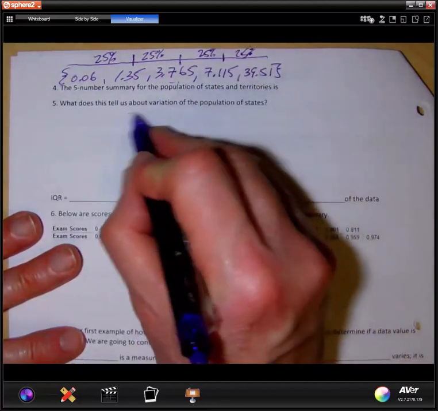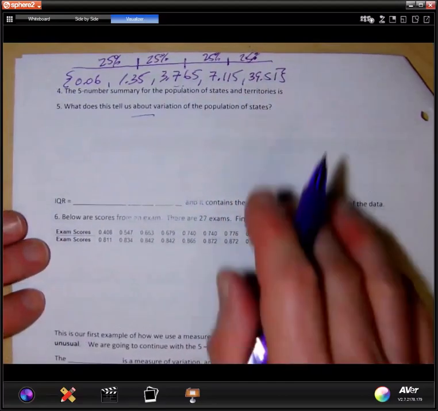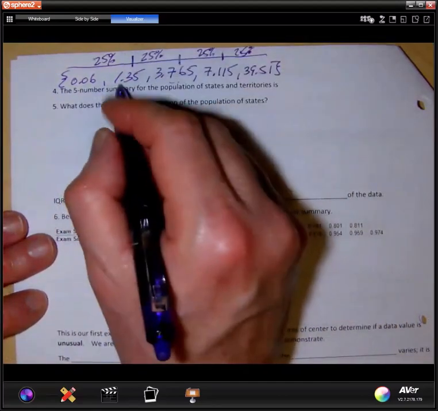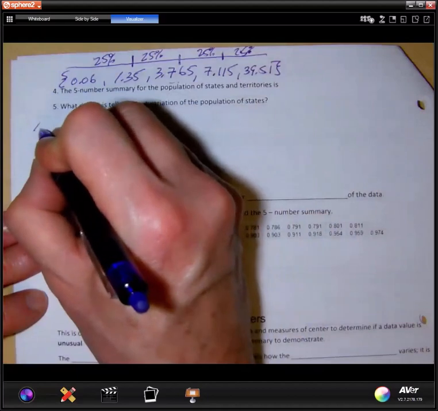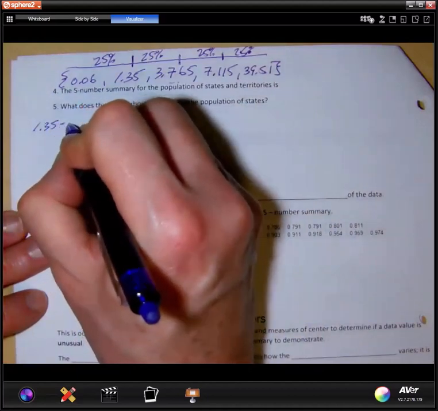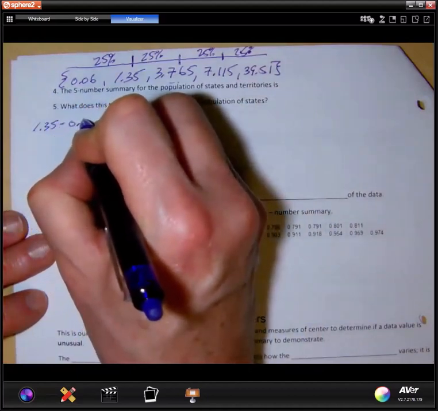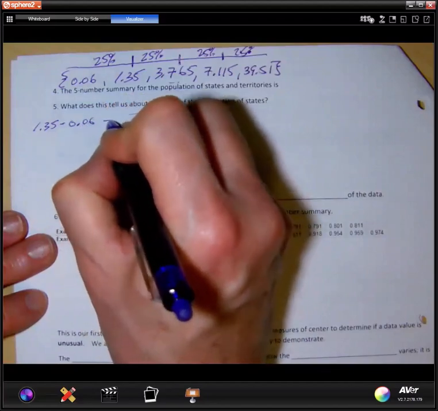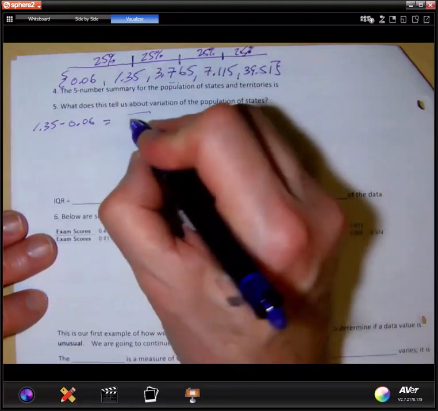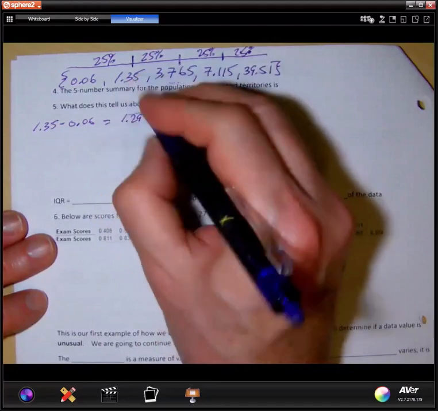Now the question is, what does that tell us about variation in the population of states? So the trick is to look at the differences. So if I looked at 1.35 minus 0, just like we did for the range. So this is a variation on the range concept. So the range, we looked at the differences. So here we got 1.29 million.